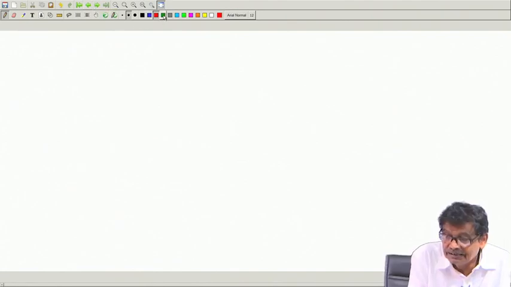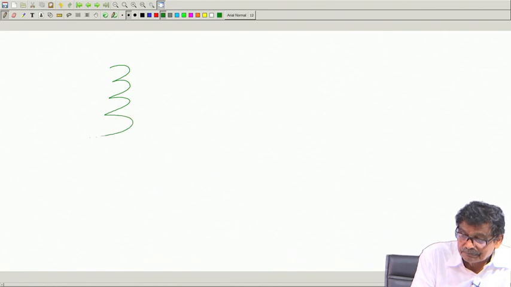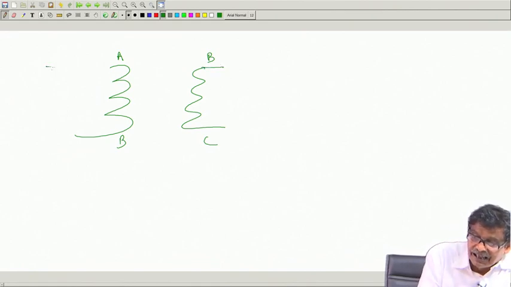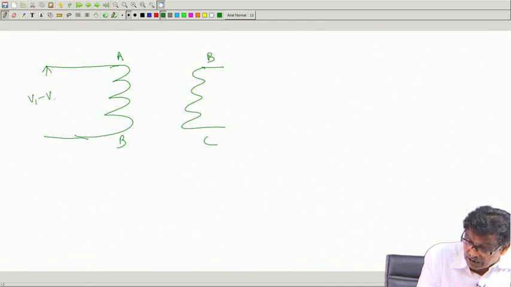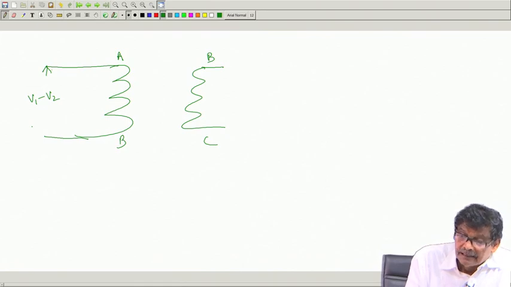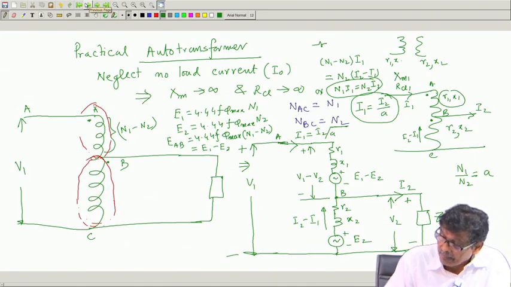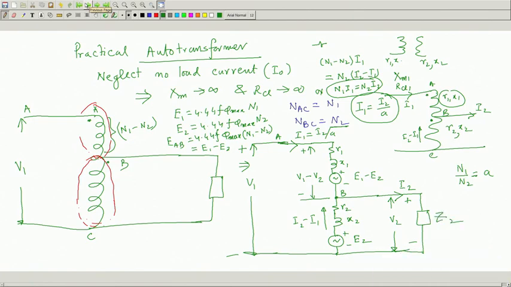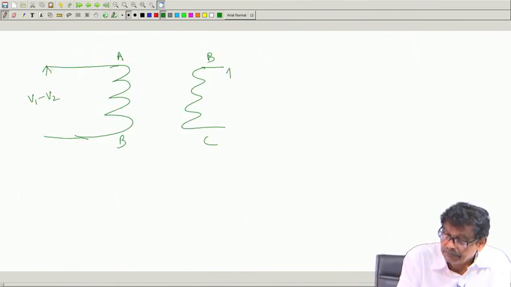What I am telling is, AB is a coil, and I will write BC is another coil. These two coils, and I find that AB has been supplied with a voltage of V1 minus V2, the terminal voltage, is not V1 minus V2, and this fellow across it is V2.